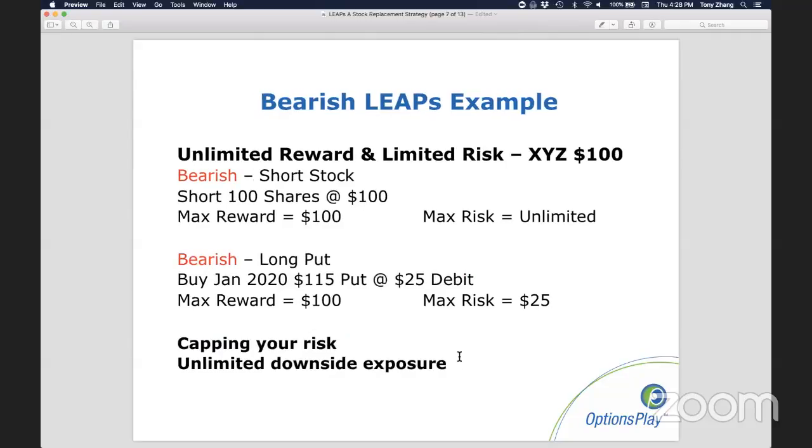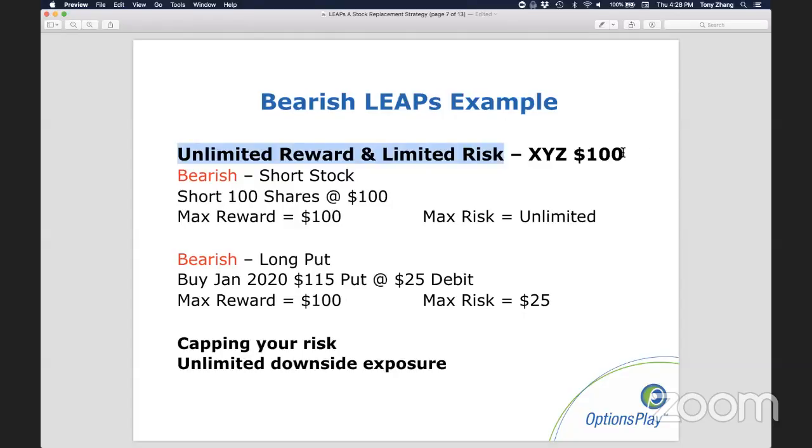Next, let's take a look at a bearish example. Same thing. When we're talking about looking at a bearish leap or a put option, you have unlimited reward with limited risk. Now, technically, a put option does have limited reward because the stock can't go below zero. But for all intents and purposes, it's unlimited reward to the downside because you're able to take advantage all the way for the stock down to zero.